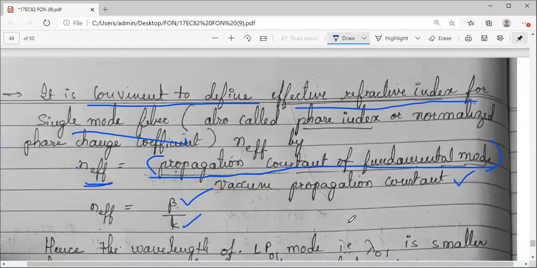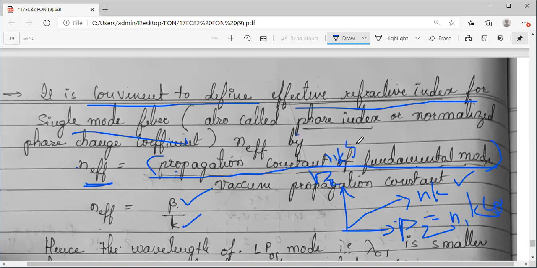We have seen this already. Even in case of meridional rays, whenever a ray travels, the wave vector is n into k. This splits into horizontal and vertical components, beta z and beta x. Remember, beta z is n1 into k, and this is also n1 into k. Horizontal cos, vertical sine.